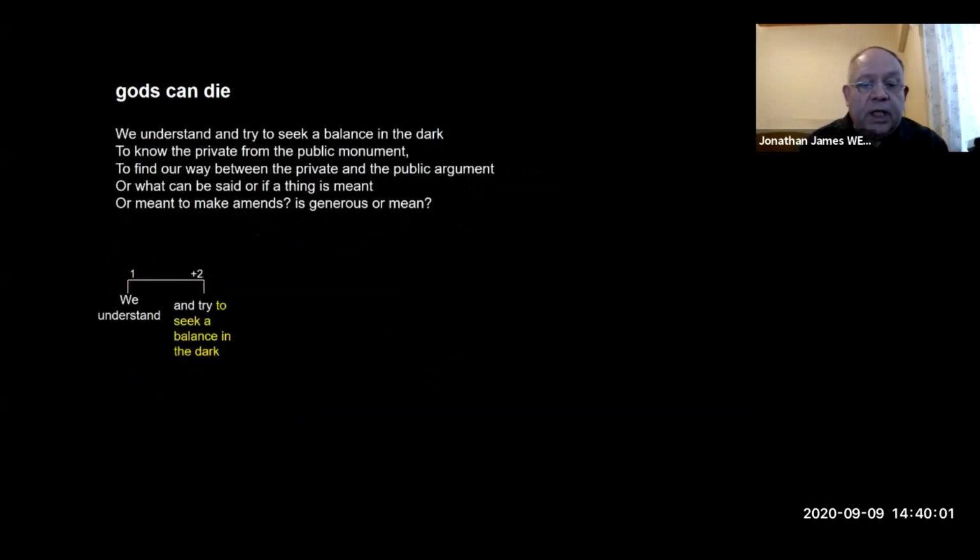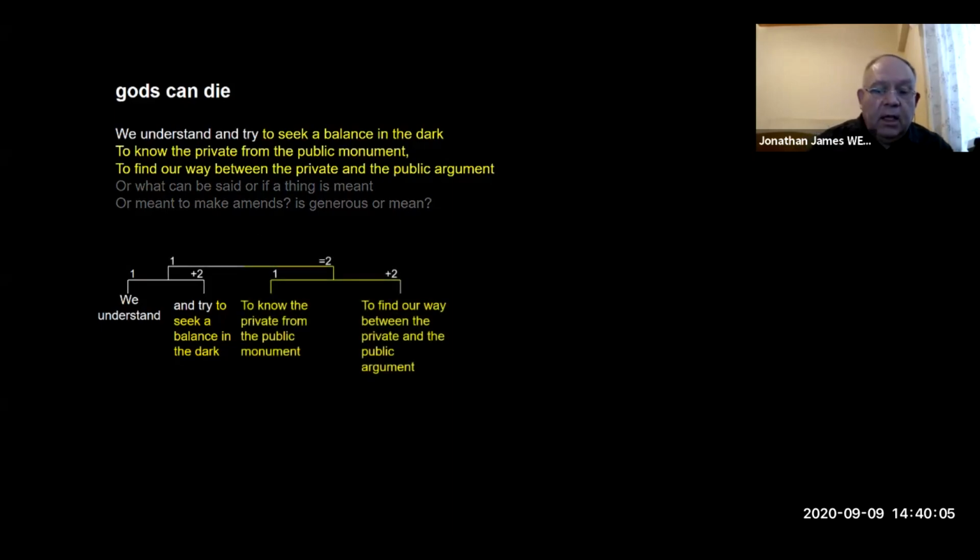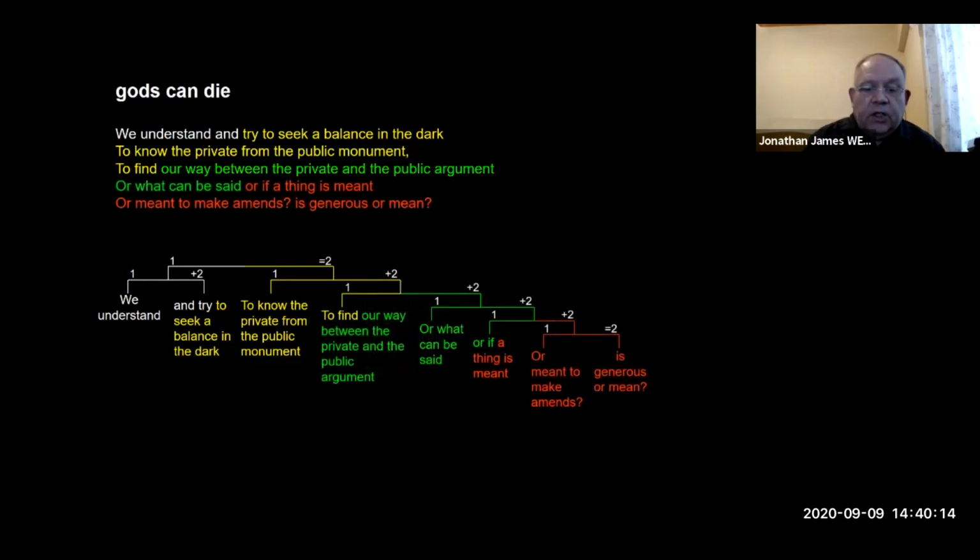Again, carrying on, we understand and try to seek a balance in the dark. Again, the symmetry continues: to know the private from the public monument, to find our way between the private and the public argument, or what can be said. Or if a thing is meant, or meant to make amends, is generous or mean. Layer again upon layer of symmetrical pairing of clauses.